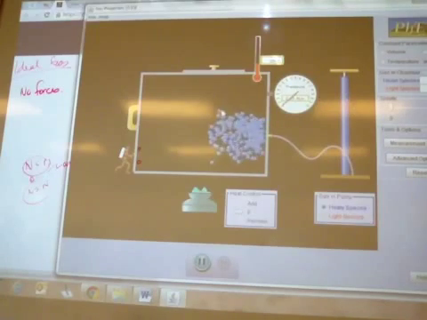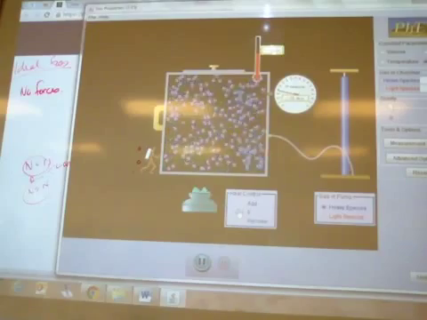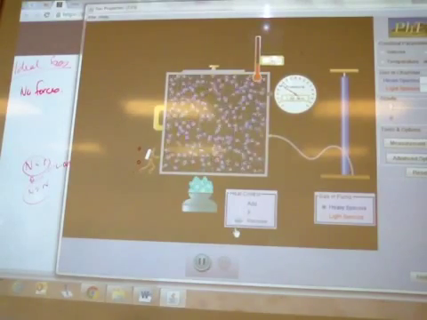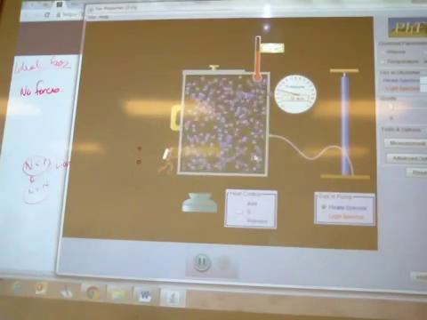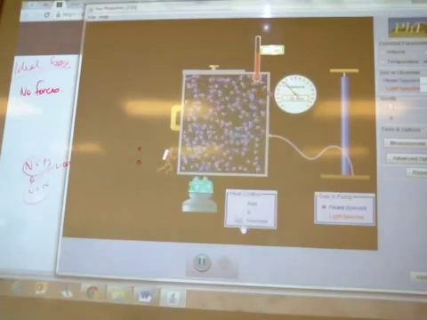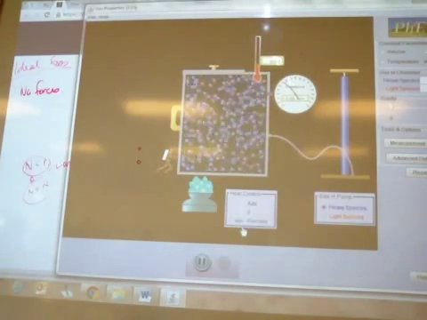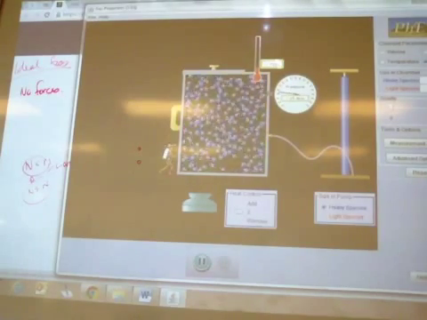Close this, cool this. No, it's cool. All you've got to do is go so slow, right? So I'm cooling it, I'm cooling it. It's now at 0 degrees Celsius, right? And I'm cooling it, I'm cooling it. I'm now at negative 100 degrees Celsius.